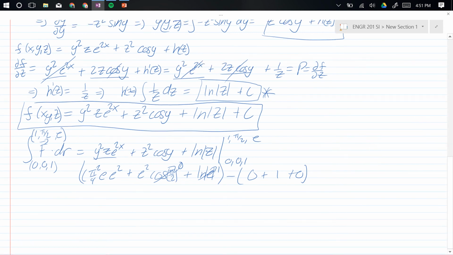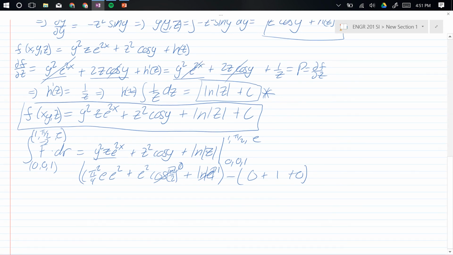And we're going to end up getting pi squared e cubed over 4. Since that's a plus 1 in the lower limit, we'll have a minus 1. So it equals pi squared e to the 3rd over 4. Make sure they're right. Yep.